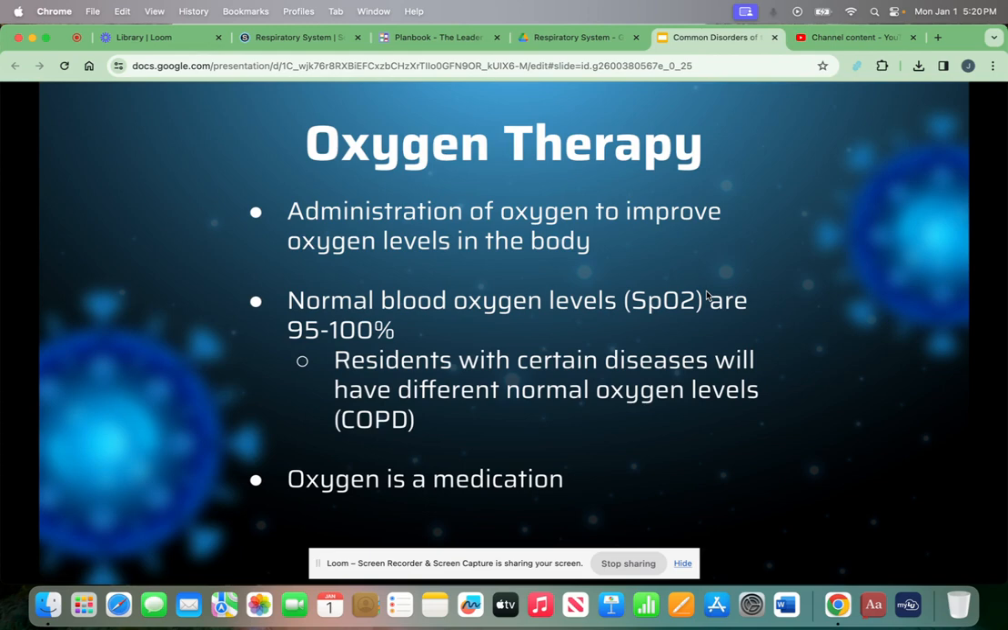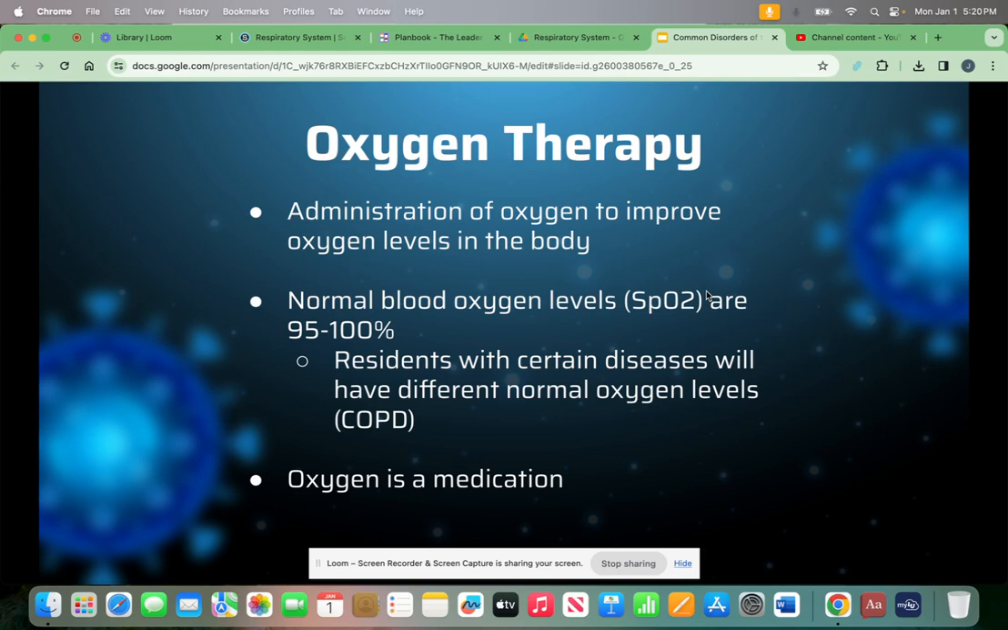Oxygen therapy is the administration of oxygen to improve oxygen levels in the blood. Normal blood oxygen levels, or SpO2, are 95 to 100%. Residents with certain diseases will have different normal oxygen levels. For instance, patients with COPD may never see an SpO2 greater than 92%, and you would not put them on oxygen because they are used to being in oxygen deprivation.